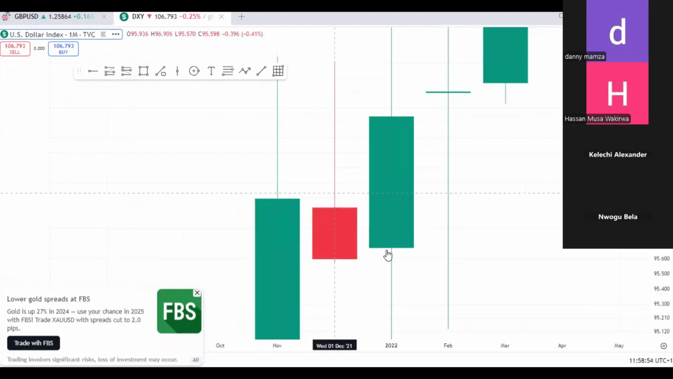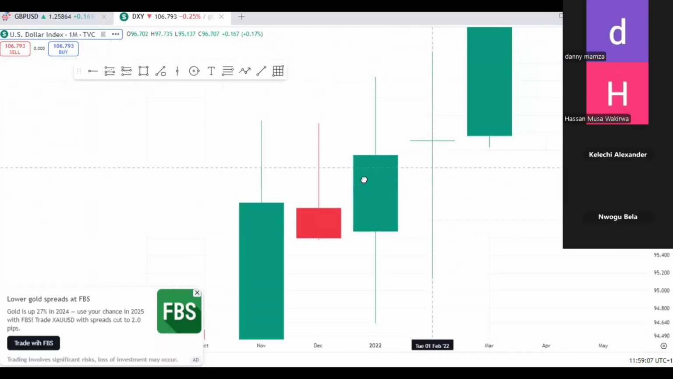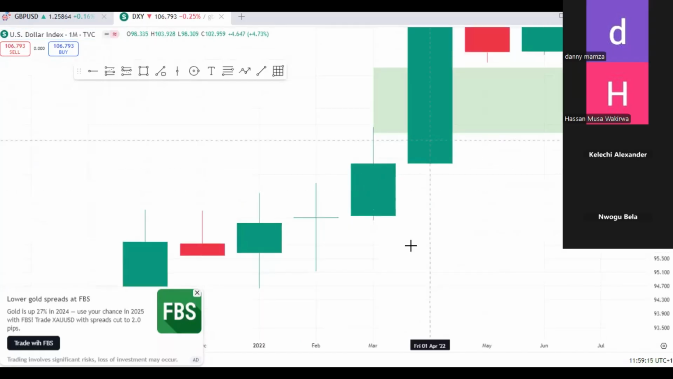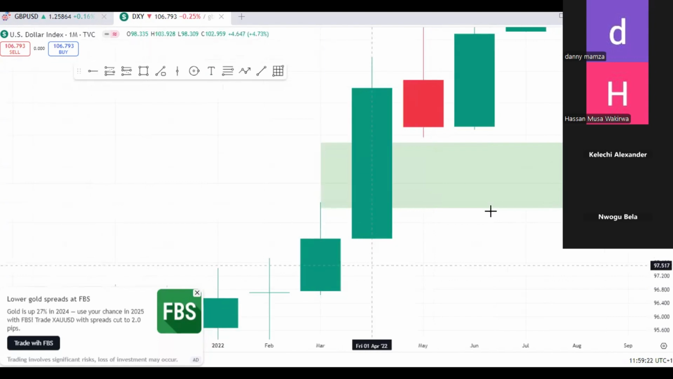Then look at this one. It opened here and formed this wick. See this wick here. It rallied, formed this high, and then closed. So this is basically how the candles function. The more green or bullish candles you see, it means the candles are opening, going higher, and then closing. So this is basically candlestick anatomy.